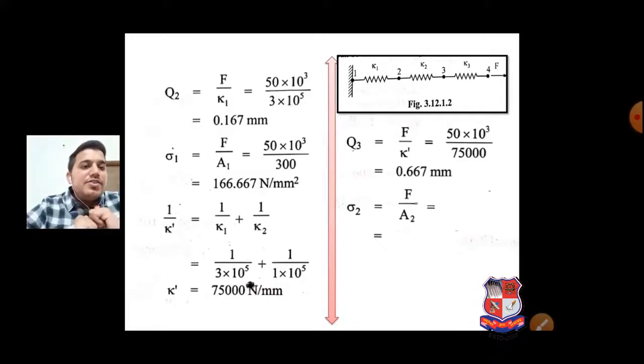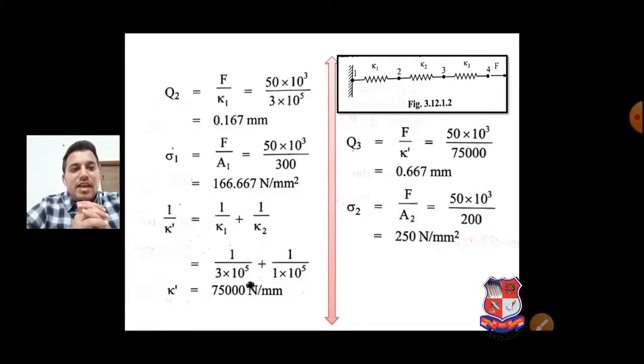Now we substitute the same value for stress at a particular node. Here for element number 1 it is sigma 1, here it is sigma 2, and we will find sigma 3 parallelly also. So here we can find the value of stress, F by A2, is equal to 5 into 10 raised to 3 divided by 200, which is equal to 250 Newton per mm square.